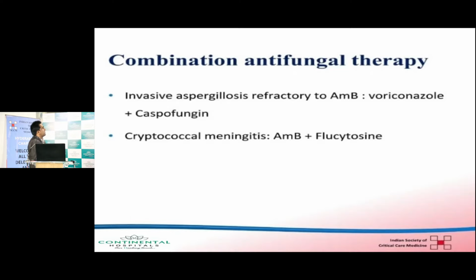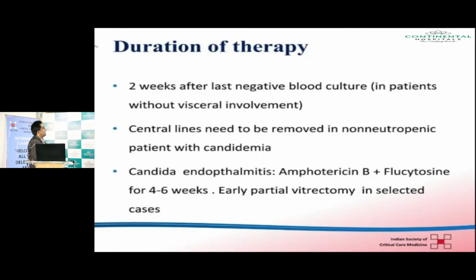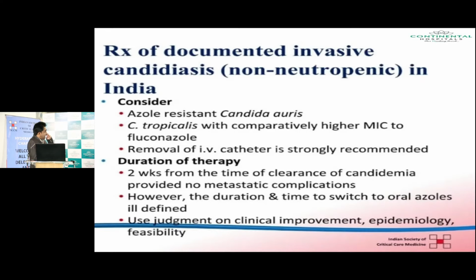In cryptococcal meningitis, we have to use AMB with flucytosine. The duration of treatment is 2 weeks after the last negative blood culture in patients without visceral involvement, and the central line needs to be promptly removed in a non-neutropenic patient. For Candida endophthalmitis, AMB with flucytosine for 4 weeks along with partial vitrectomy. In invasive candidiasis in a non-neutropenic patient, consider azole, and for Candida tropicalis use a higher dose of fluconazole. You have to remove the catheter. The duration is 2 weeks from the clearance.